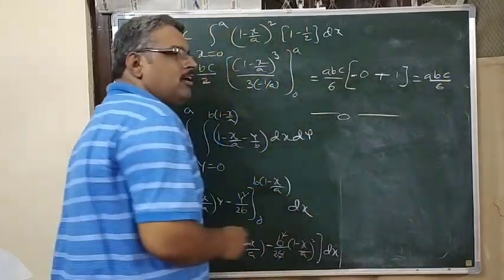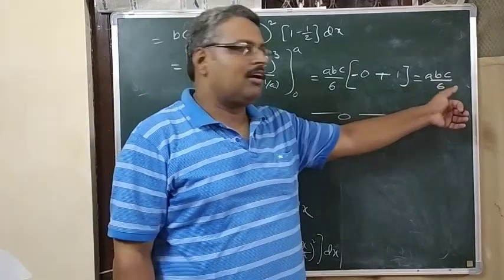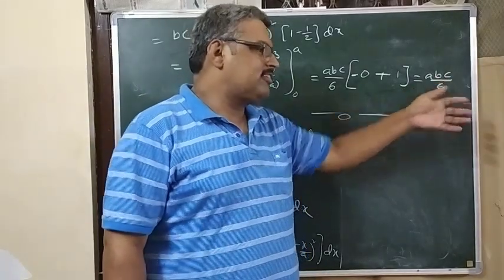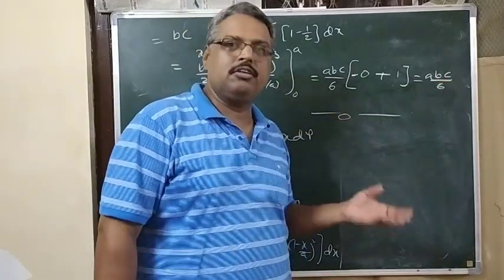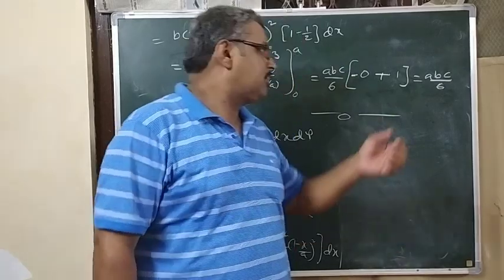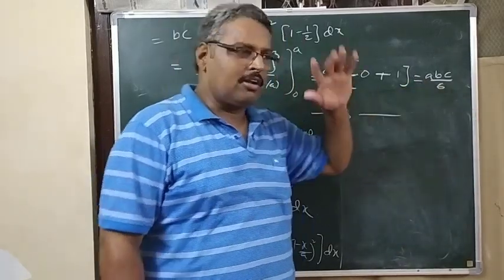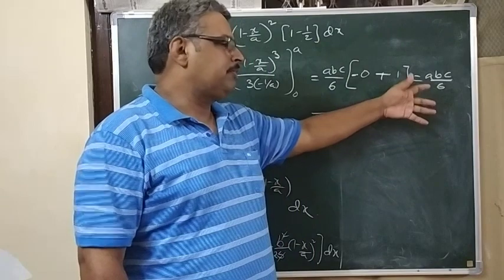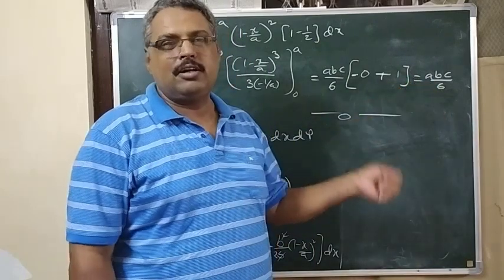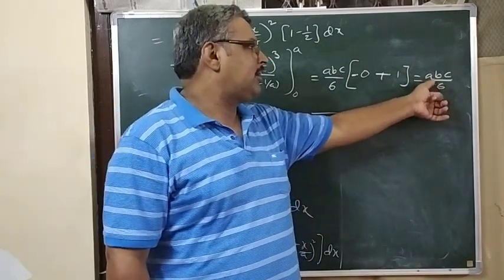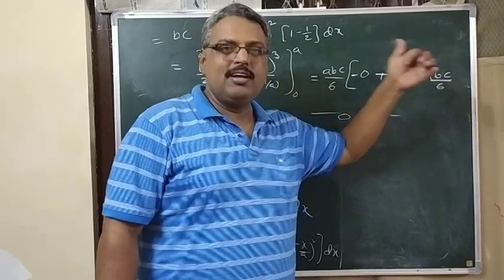So this is a well-known formula. The volume of the tetrahedron whose vertices are (0, 0, 0), (a, 0, 0), (0, b, 0), (0, 0, c) is a b c by 6. Now we proved the volume of the tetrahedron. The volume of the tetrahedron is a b c by 6.